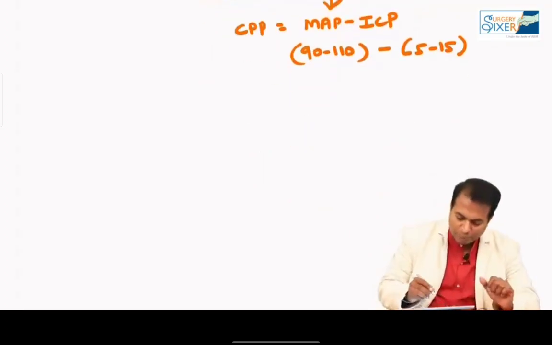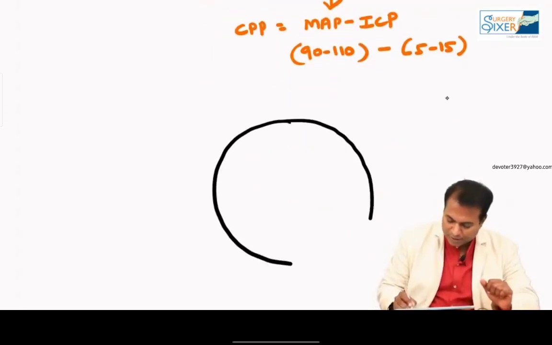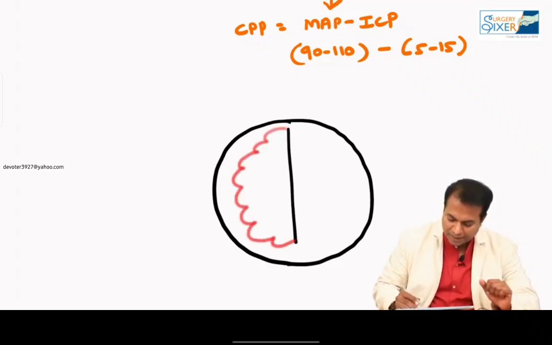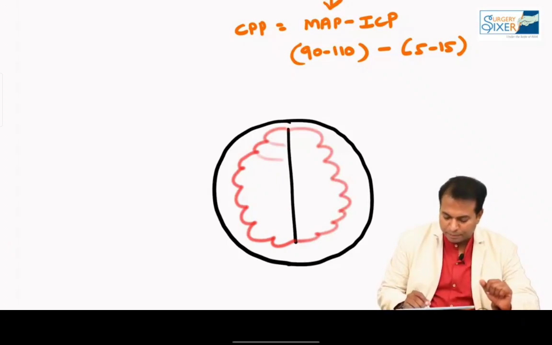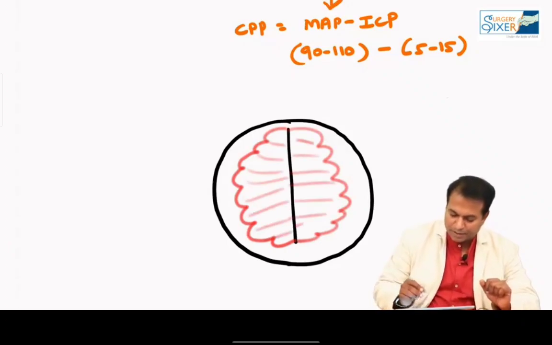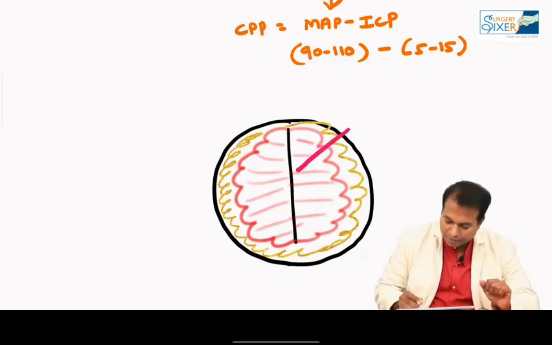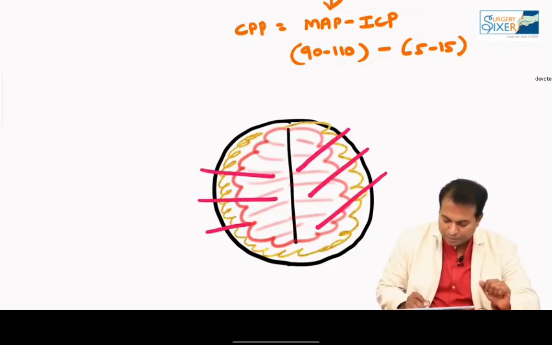And here comes a very important doctrine from Bailey and Love. This is the skull, and this is the midline, and this is the brain. We have the brain inside the skull. And this is the CSF, the one which I am now drawing. And this is the blood in the skull.